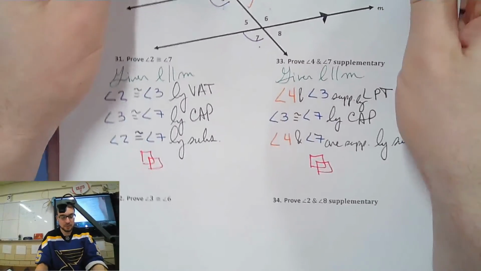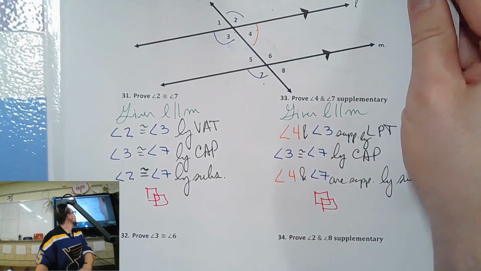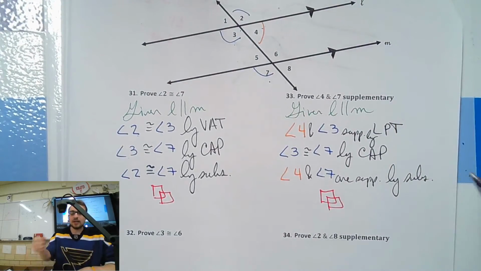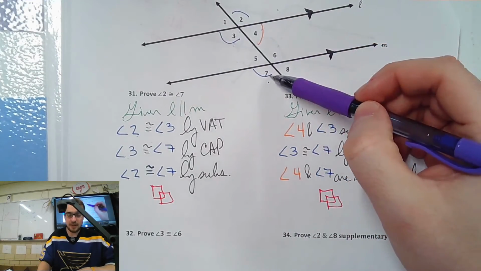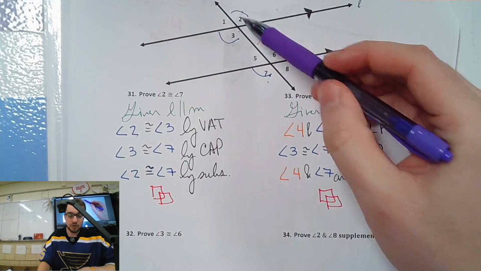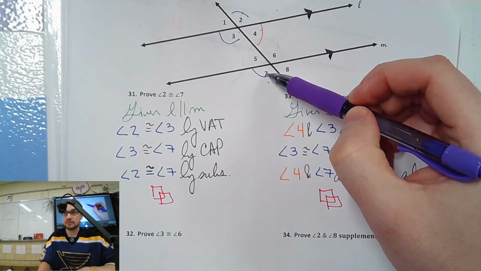31. How do you feel about this proof? Oh, these are what I'd actually get good on. Prove angle 2 is congruent to angle 7. So 2 and 3 by vertical, 3 and 7 by corresponding angles postulate. It's all good. And then 2 will be 7 by substitution.